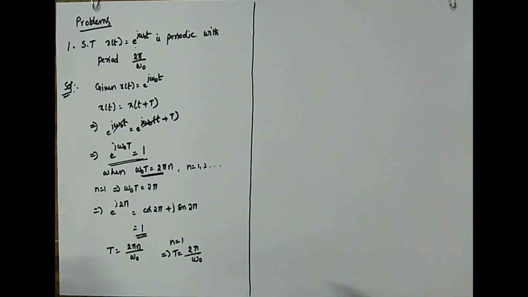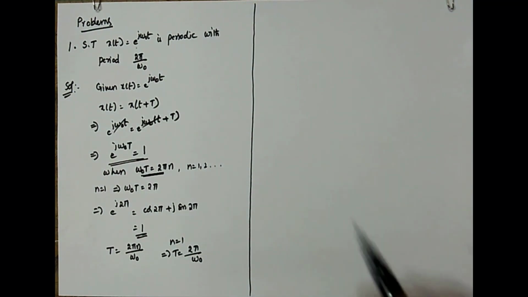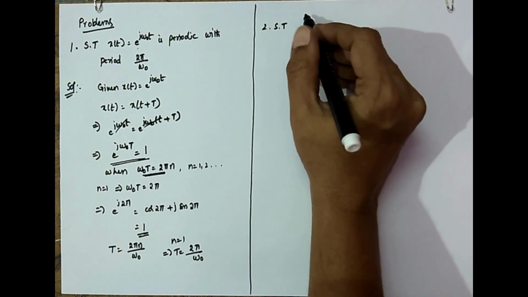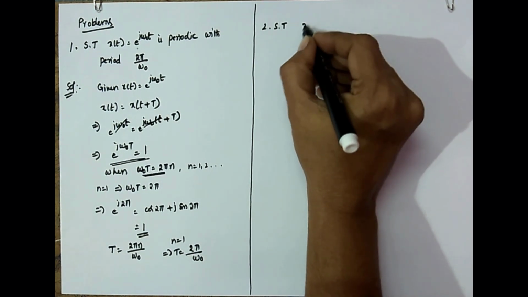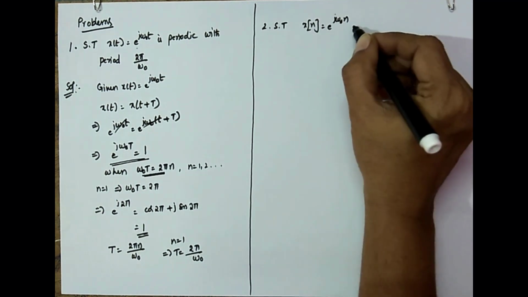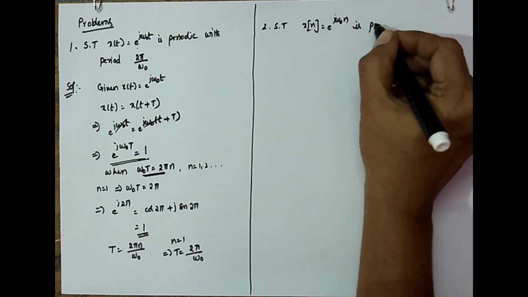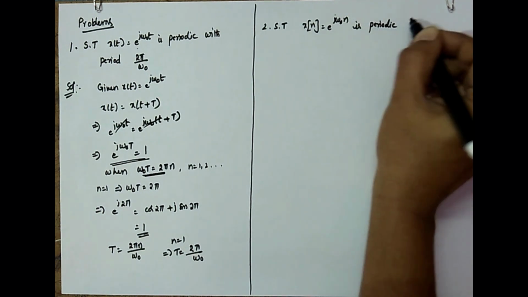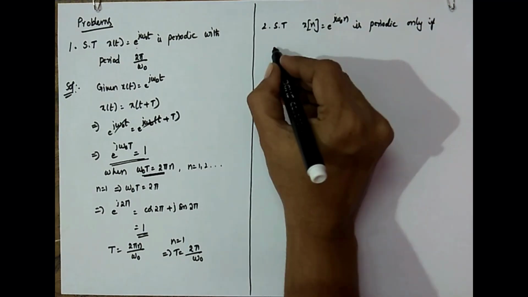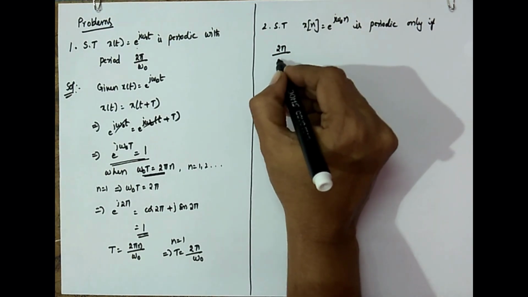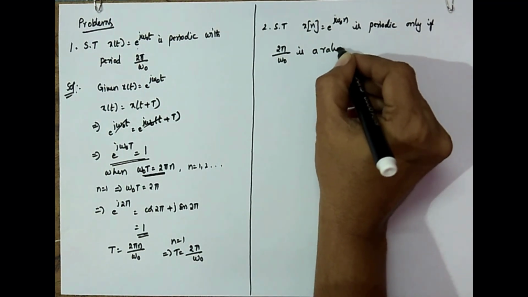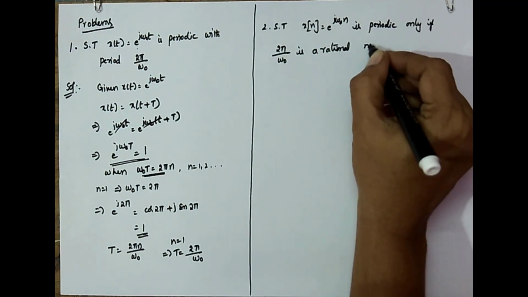Then the next problem. Show that x of n is equal to e power j omega naught n is periodic only if 2 pi by omega naught is a rational number. Very important problem.